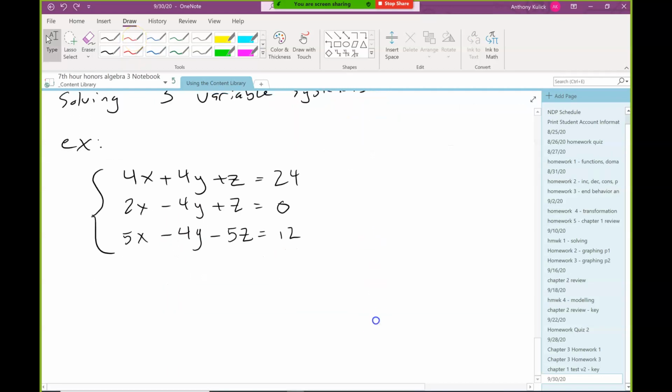So we'll do this problem both ways. We'll do it by substitution and elimination, then we'll make a decision about which one we think is the easier way to do it. Sound good? So let's do substitution first. I'll refer to these equations as A, B, and C, just so we have something to talk about.